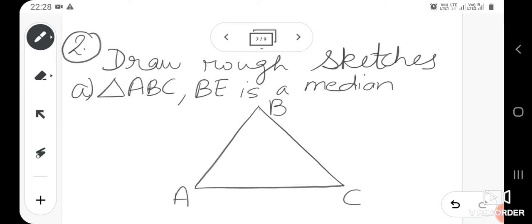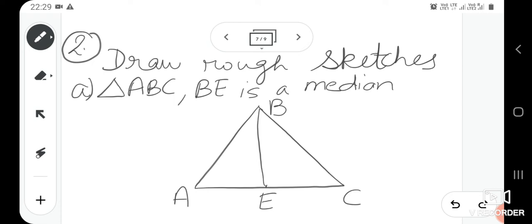Now suppose you have taken a line AC of length 4 centimeter. Then wherever 2 centimeter come, that will be midpoint. So you join B with this midpoint. So this will be BE. You can measure with the scale and draw. If you take this line AC equals to 4 centimeter, then both side 2 centimeter should be left. So BE is a median.